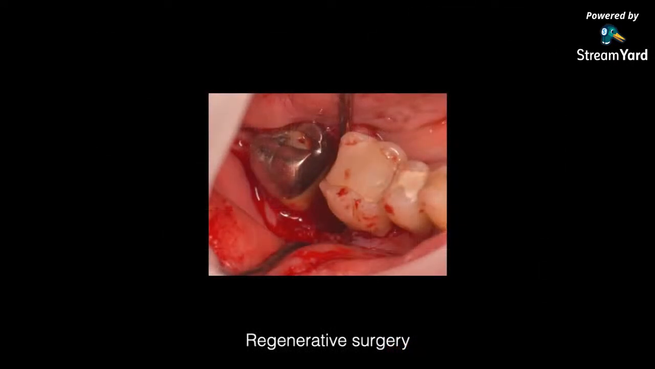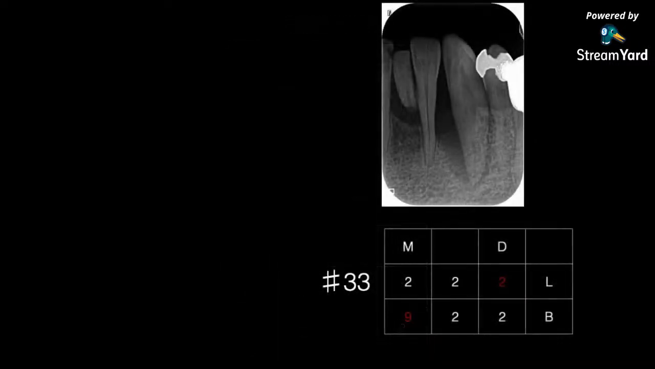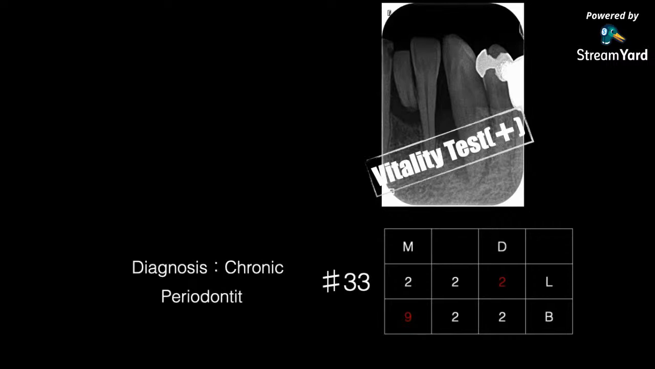So we went to the periodontal regenerative surgery. And this is the 1 year result. One year later, the pocket was fully recovered by periodontal surgery. About the lower left tooth, this tooth is different from the other 2 teeth because the vitality was plus. So we diagnosed chronic periodontitis.